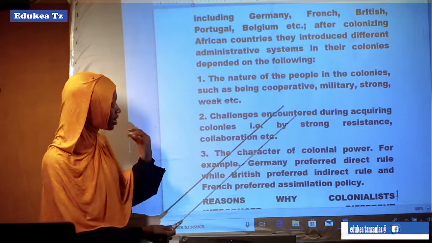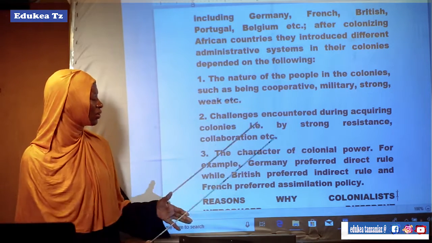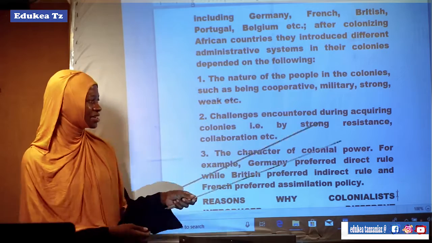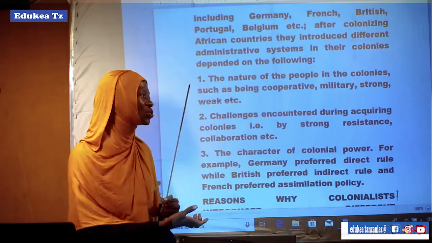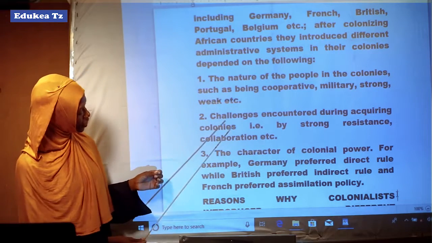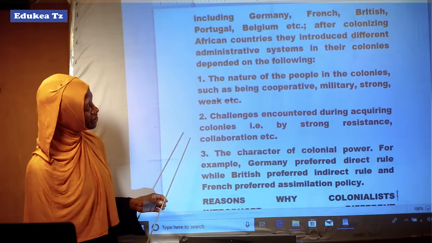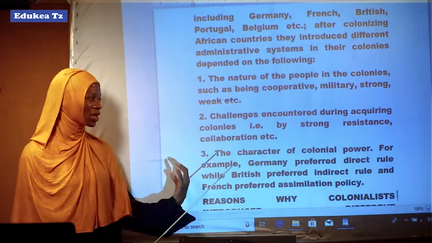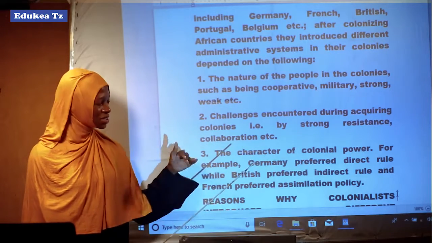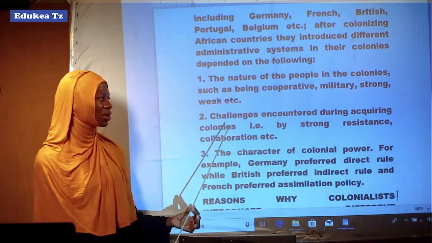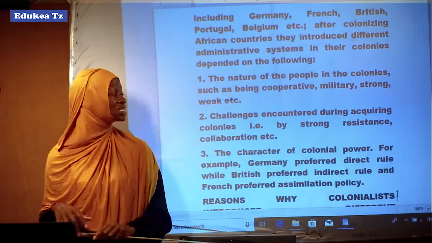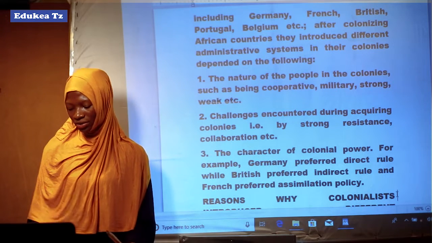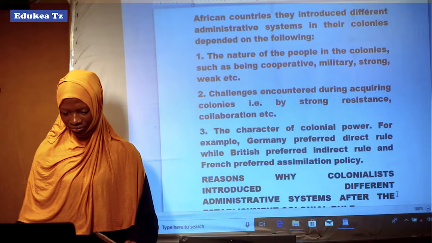For example, all societies where Europeans encountered strong resistance, they decided to use indirect rule. On the other side, the societies where Europeans encountered less resistance, or African societies decided to collaborate with the Europeans, they came out with the direct rule. So, the challenges encountered during the acquisition of colonies made Europeans decide which way would be good for them to establish colonialism.